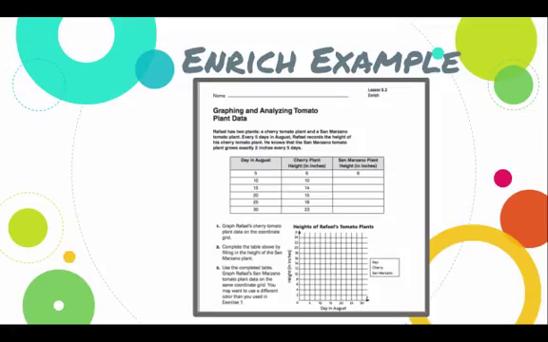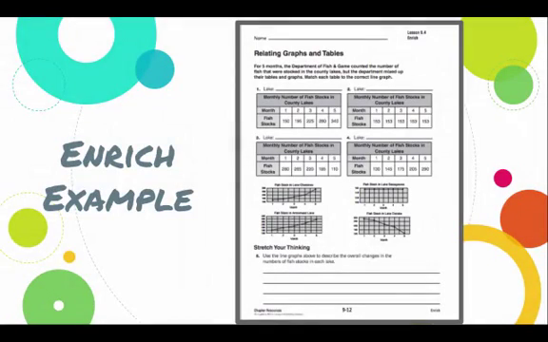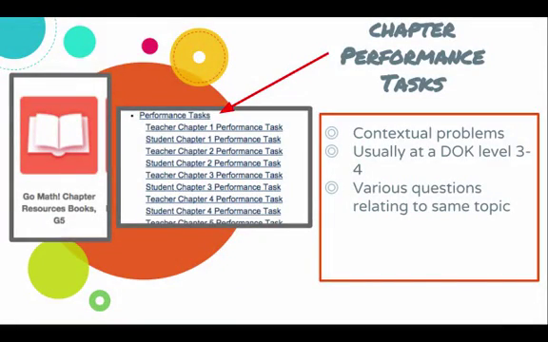Here you'll see another example where they're graphing and analyzing tomato plant data. Here you can see students are analyzing tables and graphs and stretching their thinking within this situation from the Department of Fish and Game. So you can see that some of these examples really are good enrichment activities.